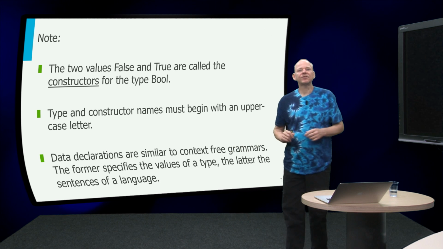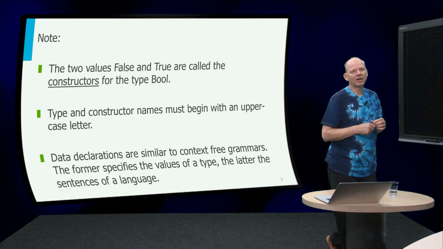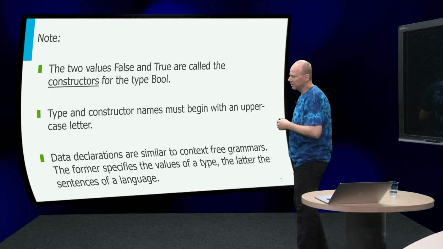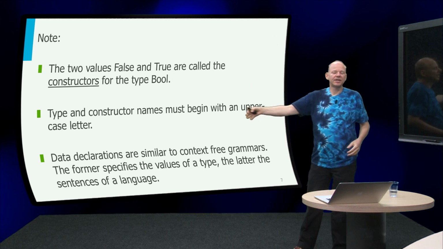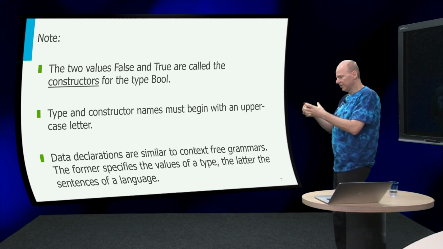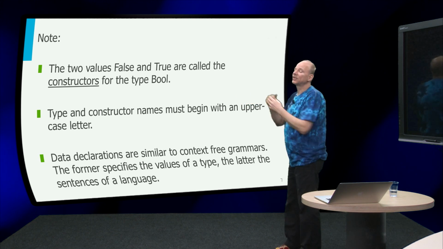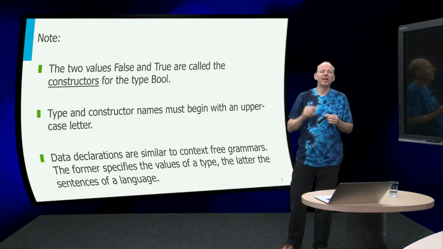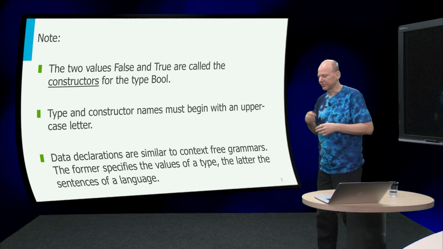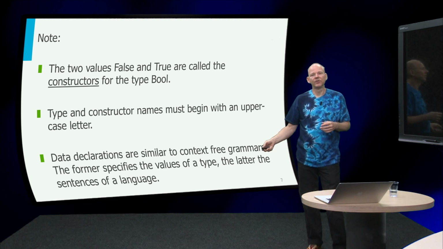And these algebraic data types, another way to look at them is as context-free grammars, where the thing on the left-hand side is a non-terminal, and then the right-hand side can contain terminals, which are the constructors that themselves can recursively contain other types, like a grammar contains recursively on the right-hand side non-terminals as well.